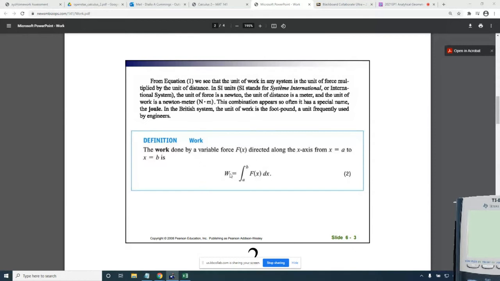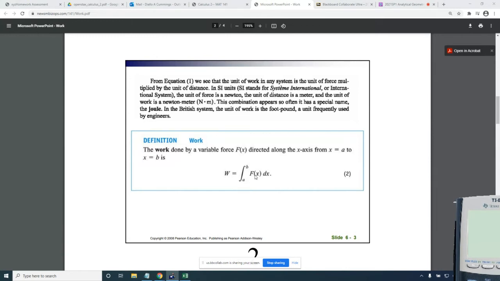All right, so work, we sort of talked about the units. That's equal to the integral from a to b of f of x dx, where f of x is the force. Now we'll take a look at a couple of examples, but before we begin, when we talk about force, force is directed along the x-axis from a to b. So notice our limits of integration are from a to b.